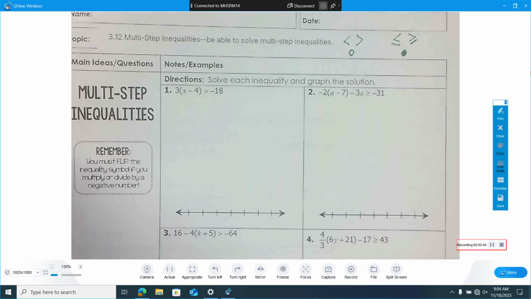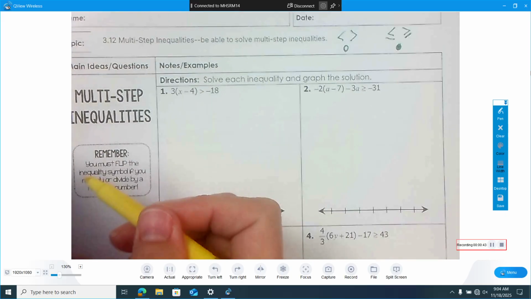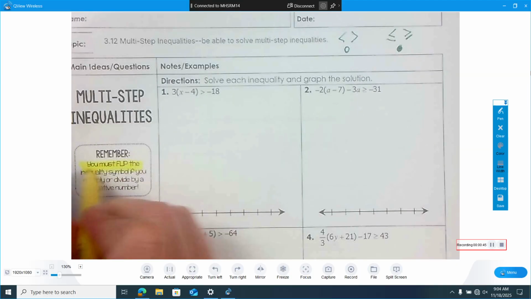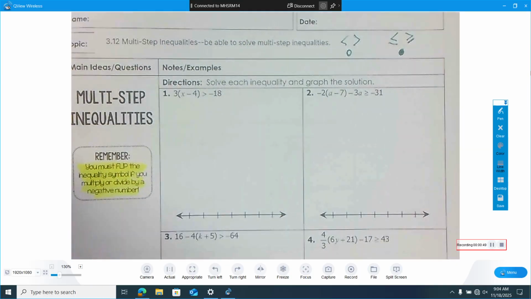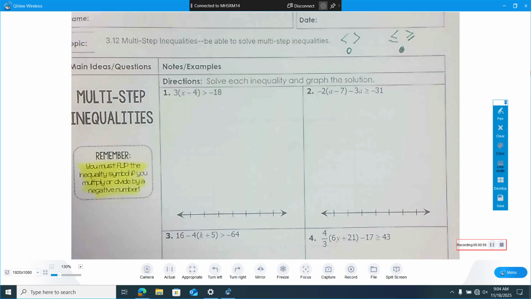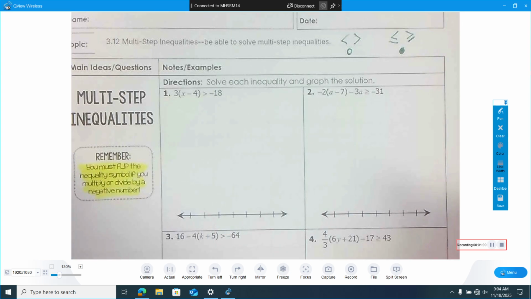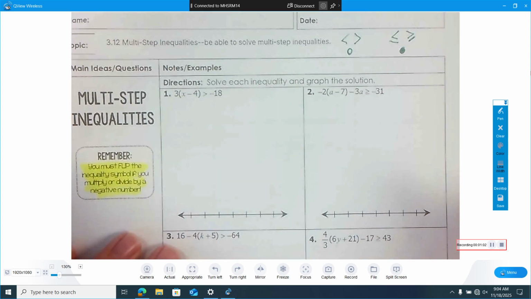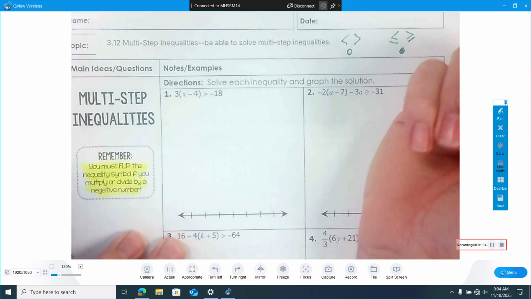And we want to also, of course, remember you must flip this symbol when you multiply or divide by a negative number. That is the most important thing we want to make sure we keep track of. So let's go ahead and just start here. Well, let's just do 1 and 2 for now. What do we need to do first on number 1?